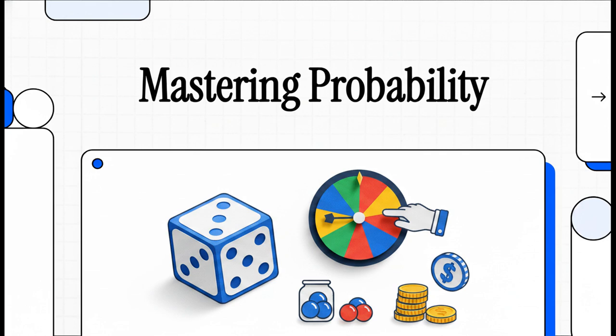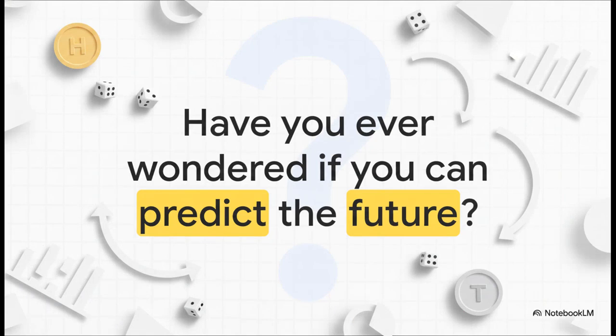Okay, let's jump right in. So let me ask you a question. Have you ever wondered if you can predict the future? Seriously, think about it. When you toss a coin up into the air, before it even hits the ground, can you determine exactly what you're going to get? The truth is, we just can't know in advance. We can't see the future. But what if I told you that we can actually use mathematics to measure what might happen?